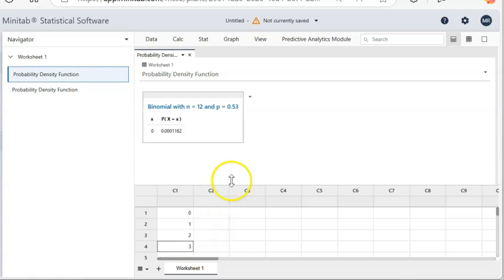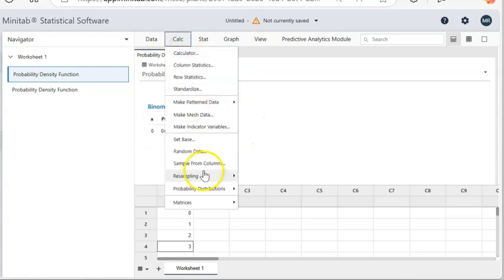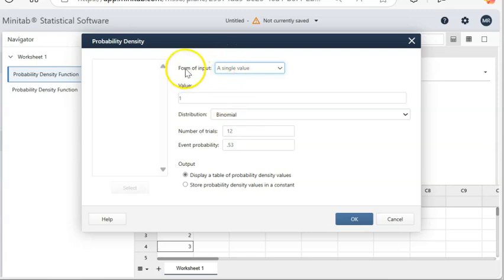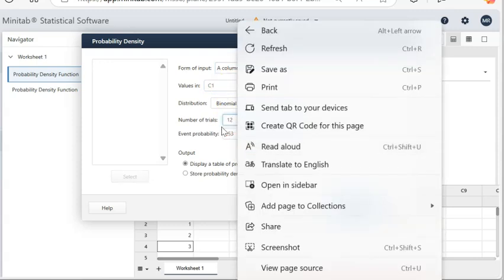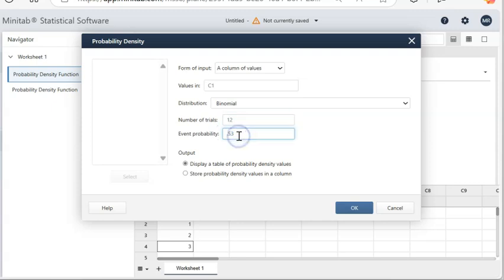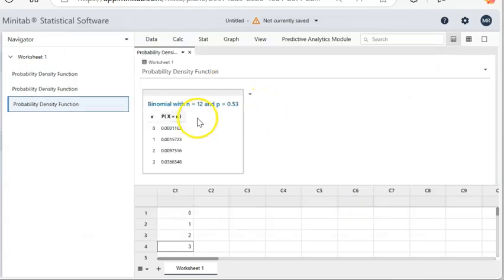And then what we could do is we can go to Calculate, Probability Distributions, Probability Density Function. We can change form of output into a column of values, and we could say that the values are in column C1. We still have n of 12, we still have a p of 0.53. Display a table of probability. We hit OK, and look, it gives us all 4 of the ones that we need. And these are the 4 that we need, and we want to add them together.